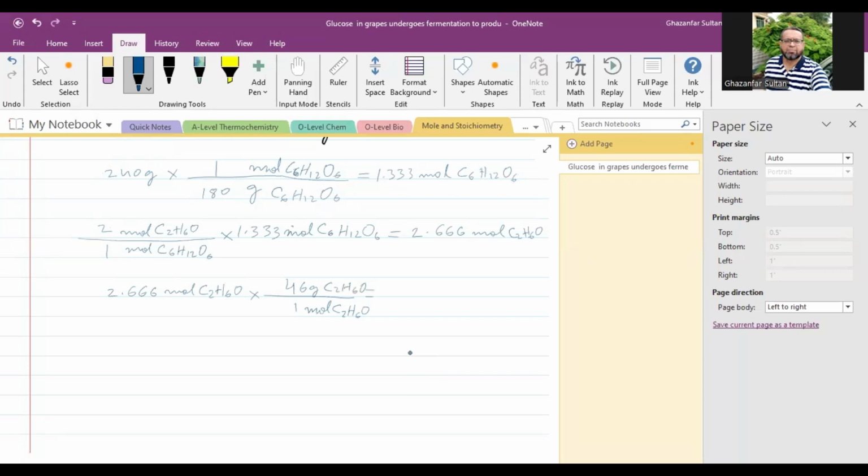So after calculation, see what is your answer. 122.666, so we can get it 667 gram. So the mass of ethanol obtained from 0.240 kilogram of glucose is 122.667 gram.